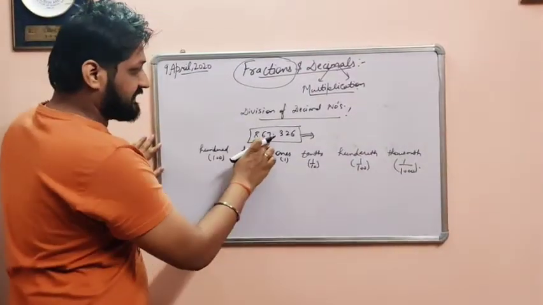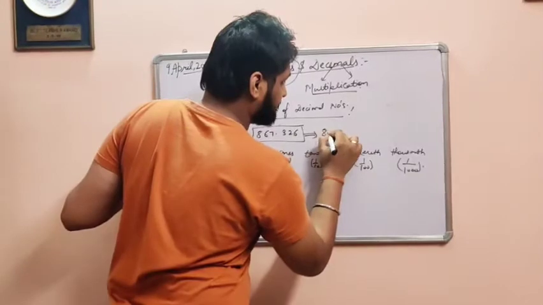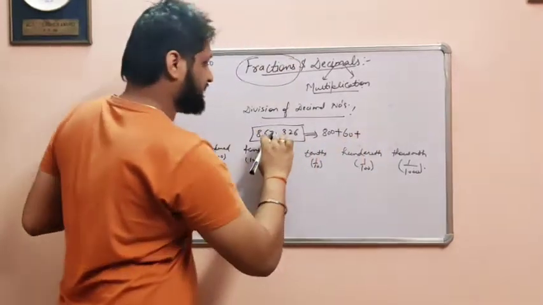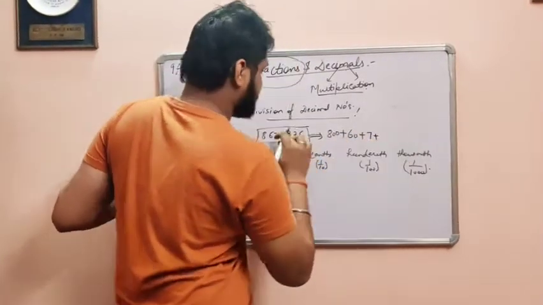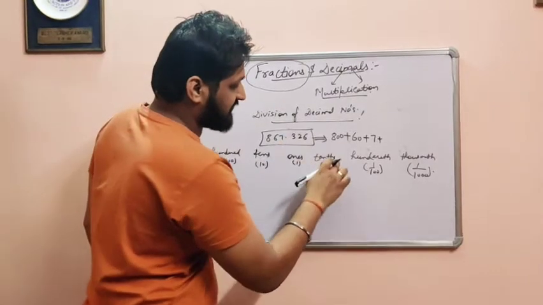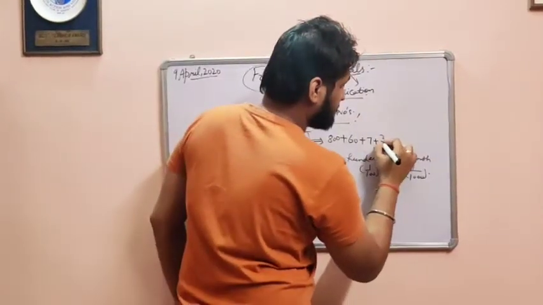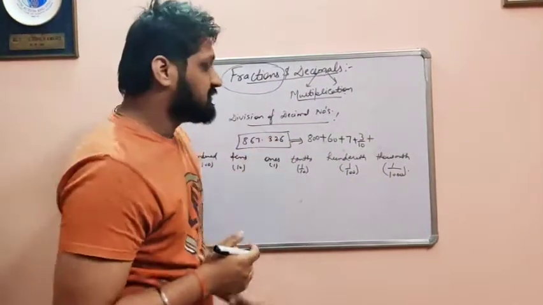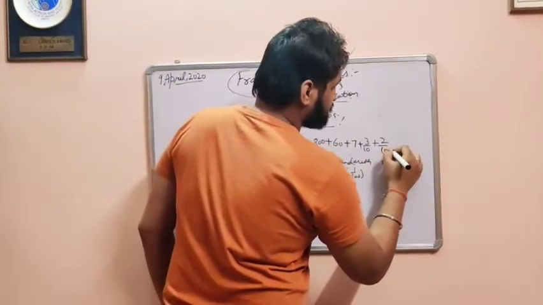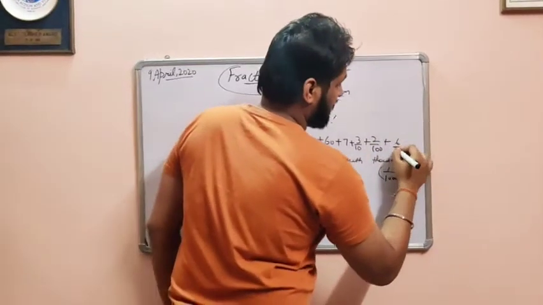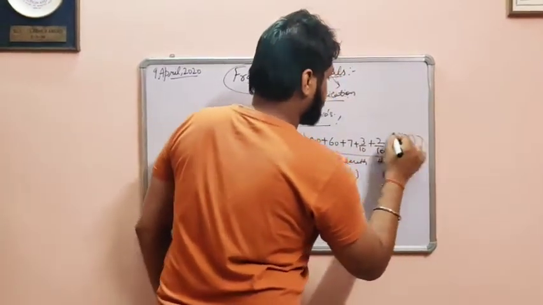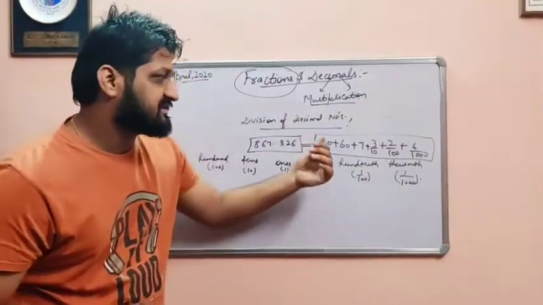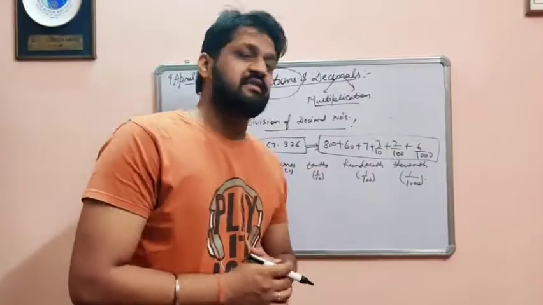First of all, ones, tens, hundreds. So 8 is 800, plus this 6 is at the tens place, so 60, plus this 7 is at the ones place, so 7, plus the first number after the decimal is 3 and it is tenths, 1 by 10, so 3 by 10, plus this is 2, the second number after the decimal at hundredths, 2 by 100, and plus 6, that is 6 by 1000. So in this way we can expand our decimal numbers: 867.326 is 800 plus 60 plus 7 plus 3 by 10 plus 2 by 100 plus 6 by 1000.